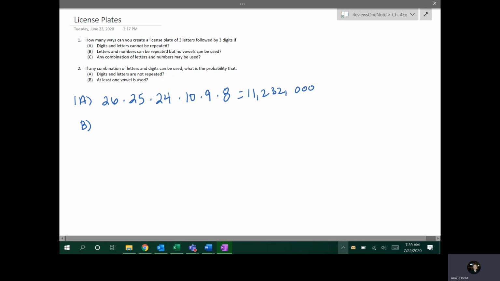What if you can repeat, but you can't use vowels? And here I'm thinking about the A, E, I, O, U, the 5 vowels we have. So there's 21 letters to pick from for the first letter, and then 21 for the second letter, because we can repeat this time, and 21 for the third letter. And there's no restrictions on our numbers. So it'll be 10 times 10 times 10, any number we want to. And we get 9,261,000.